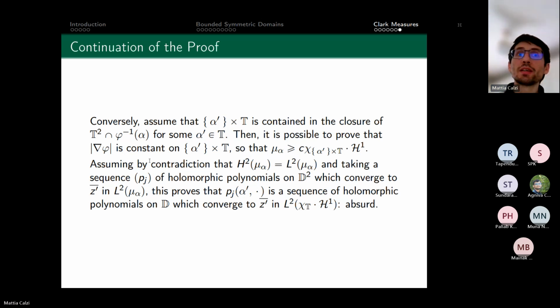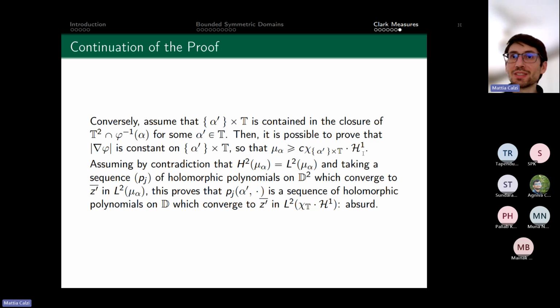And so, if you assume by contradiction that holomorphic polynomials are dense in L2, you know that z prime bar is the limit in L2 of a sequence of holomorphic polynomials. But then it is also a limit in L2 of this measure here, because this measure is smaller. And so this tells you that P_j alpha_j of alpha prime dot, which is the holomorphic polynomials in the unit disk, converges in L2, so in Hardy space, to this function here, which is not the boundary values of a holomorphic function. And this is a contradiction.